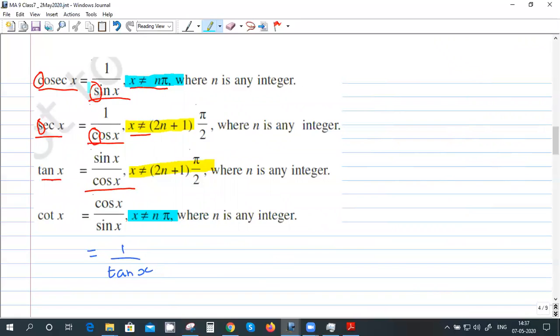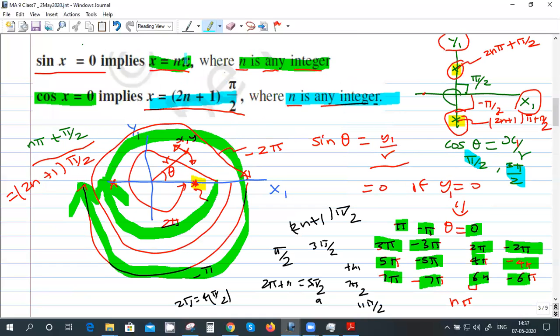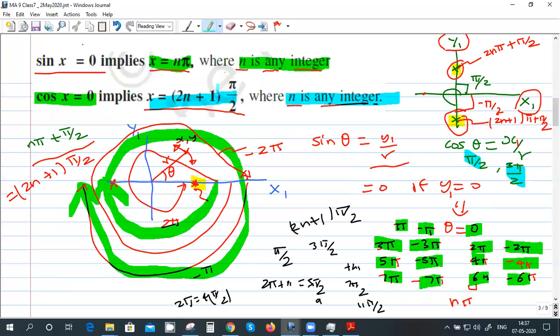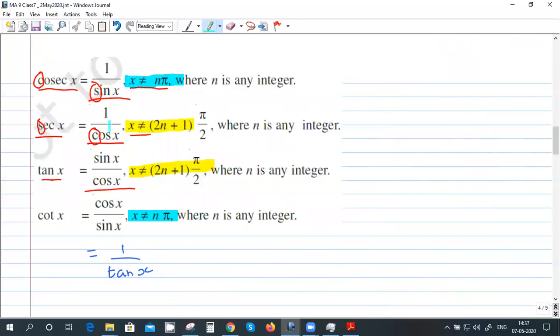Okay, and since we are dividing by something, this thing should not become 0. Sine becomes 0 at x equal to n pi. So that's why x is not equal to n pi. That's the result you got here. When x is n pi, sine will become 0. Similarly, cos becomes 0 when x is (2n plus 1) into pi by 2. So that's the condition for tan. Again, cos is in the denominator, so whatever is the condition for cos, the same condition applies for 1 by cos. It should not be 0. Similarly, for cot, x is not equal to n pi.